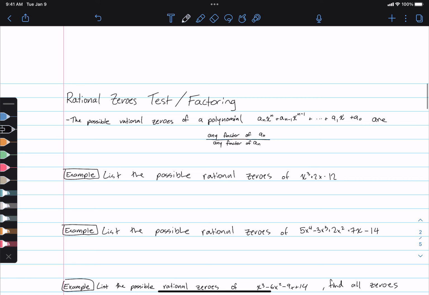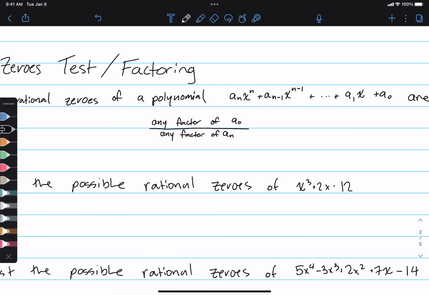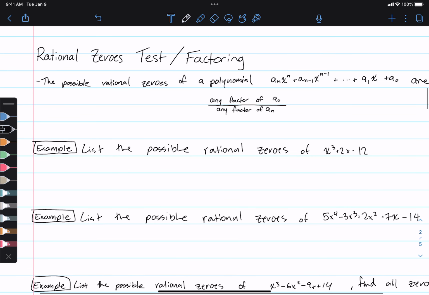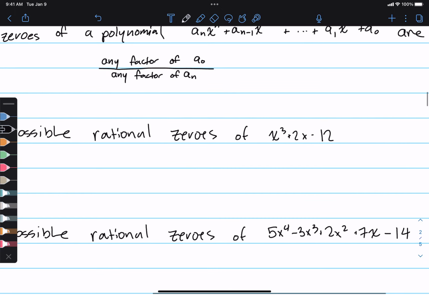The possible rational zeros of a polynomial, a_n x to the n plus a_(n-1) x to the n minus 1 plus so on, our usual polynomial notation, plus a_1 x plus a_0, are going to be any factor of a_0 divided by any factor of a_n. So what that means is we'll do an example. We're going to list the possible rational zeros of x cubed plus 2x minus 12. And we only have to think about the leading coefficient and the constant term.